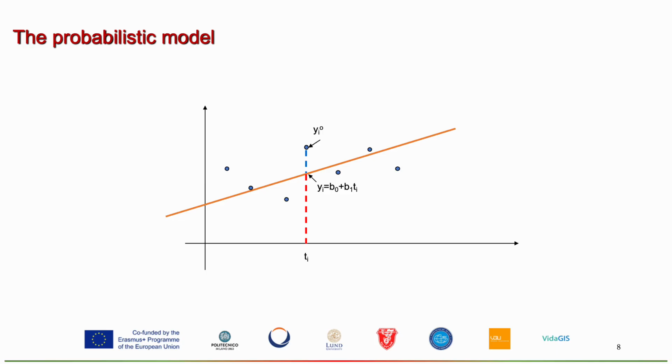Each blue point represents a given observation t and the observed value y. What we want to do is to find the straight line in this picture, in orange, that best interpolates all the points given in the observation vector.